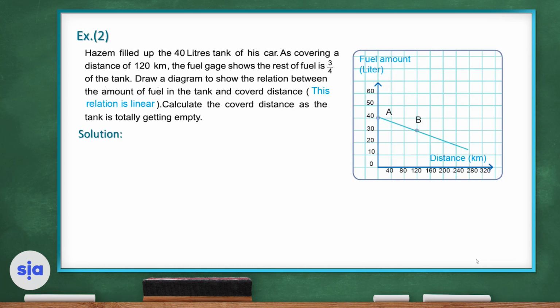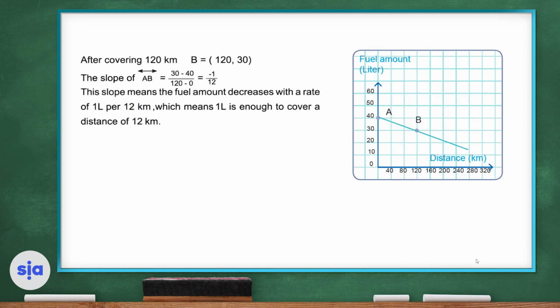Here's the graph shown next to the question, and you can see that at the starting point A, the travel distance is 0 and the amount of fuel is 40. This is the amount of fuel that we have. After covering 120 kilometers, point B is (120, 30), so the slope is -1/12. This slope means the fuel amount decreases at a rate of 1 liter for every 12 kilometers, which means that 1 liter is enough to cover a distance of 12 kilometers.